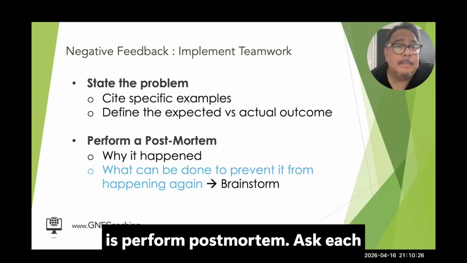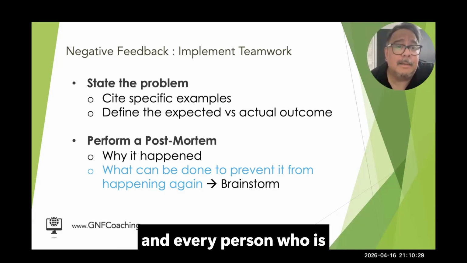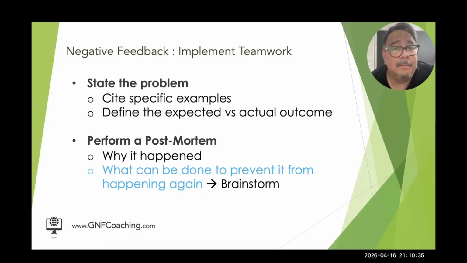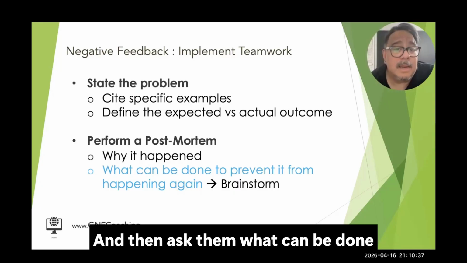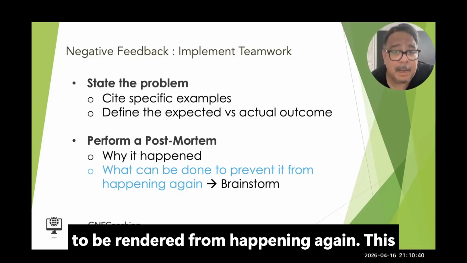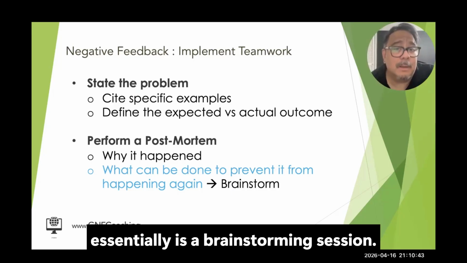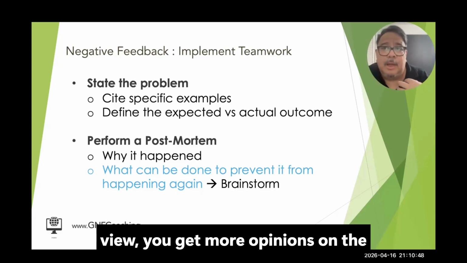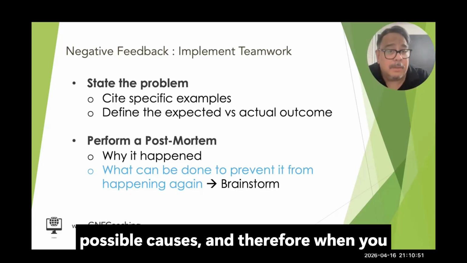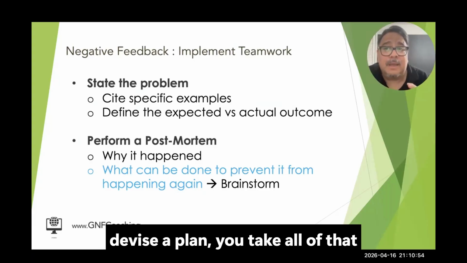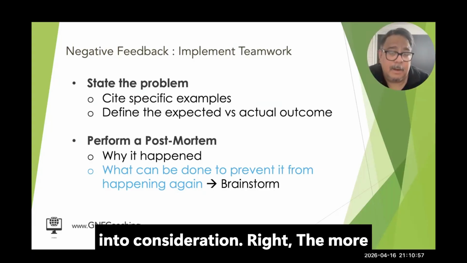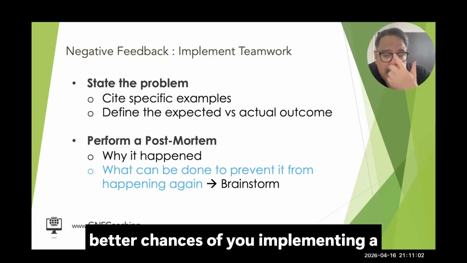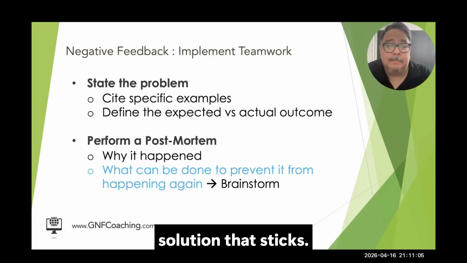Okay. Next is to perform a post-mortem. Ask each and every person who is involved in the incident why it happened, right? And then ask them what can be done to prevent it from happening again. This essentially is a brainstorming session. Why? One, why it happened: you see every point of view. You get more opinions on the possible causes, and therefore, when you devise a plan, you take all of that into consideration, right? The more inputs you get, the better chances of you implementing a solution that sticks.